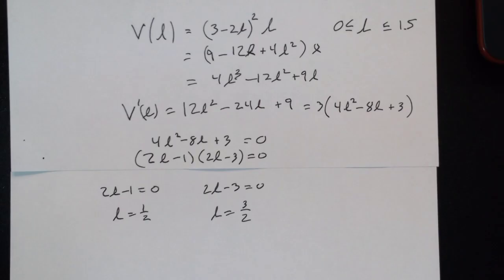What do I do from here? I want the highest and lowest values. This is a closed interval. All I have to do is plug and test.